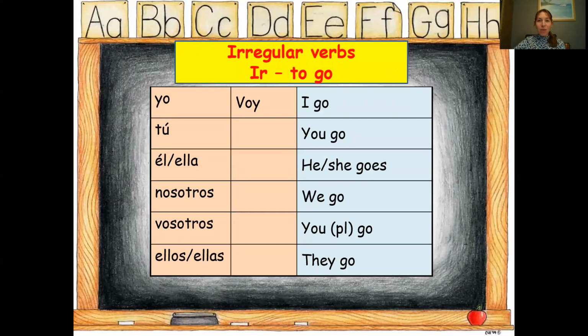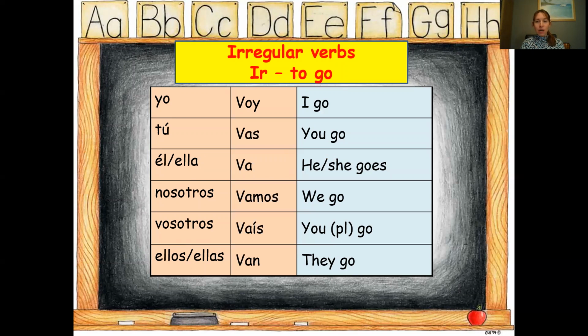Muy bien. So we've got here, I'll remind you, it was just to test your memory. Some of you might have wanted to challenge yourself. So we have voy, I go; vas, you go; va, he or she goes; vamos, we go; vais, you plural go; and van, they go.